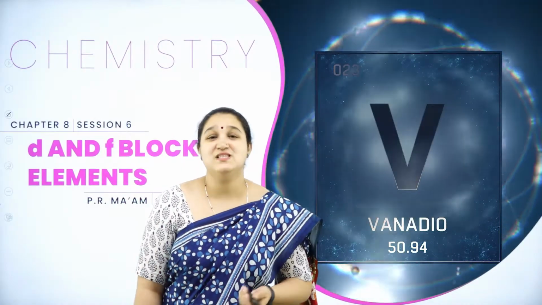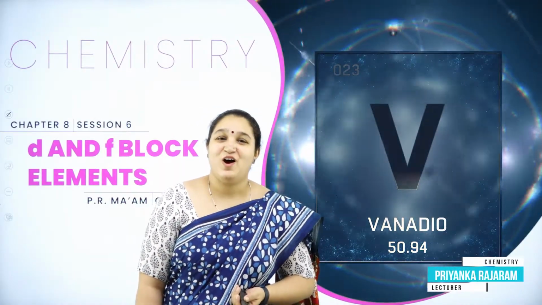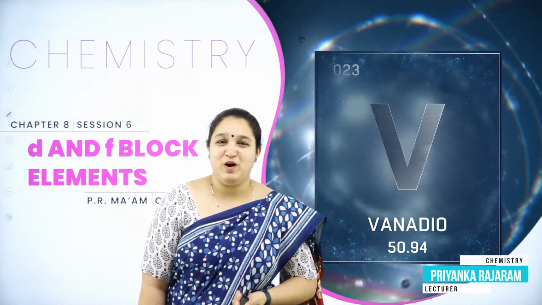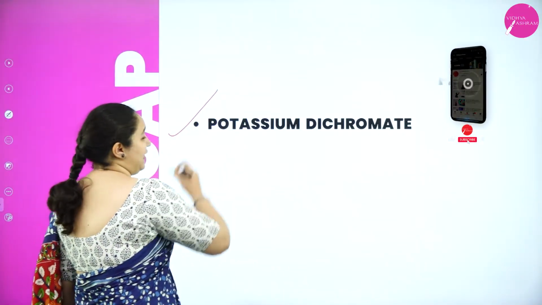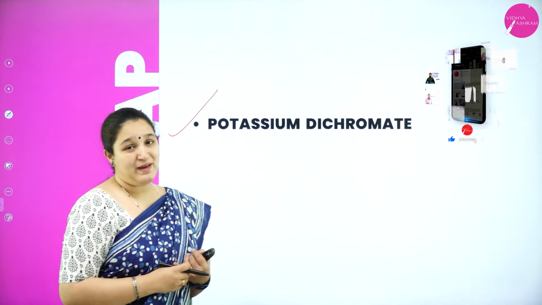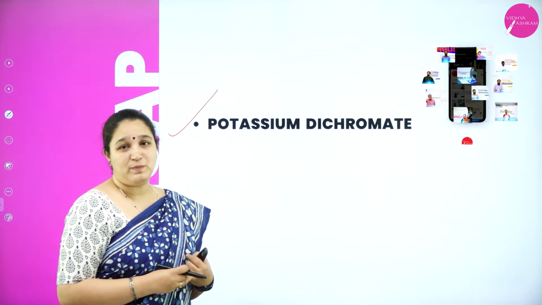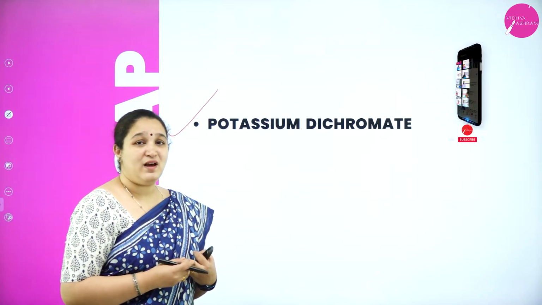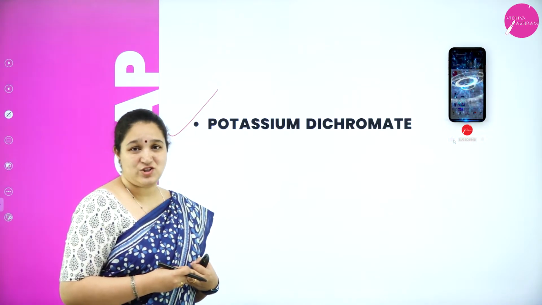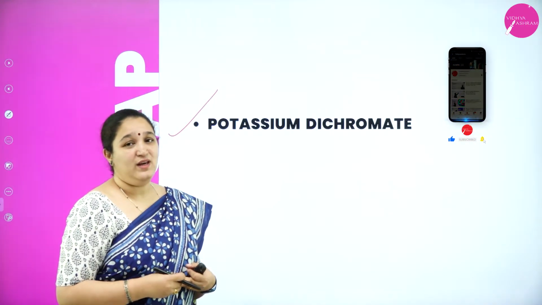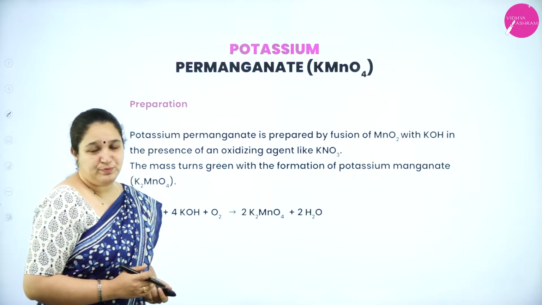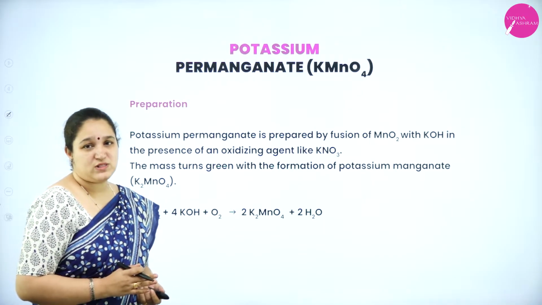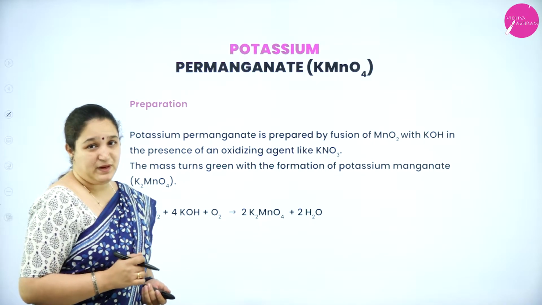Hello my dear students, welcome back to session 6 on the chapter D and F block elements. Last class we have studied about potassium dichromate. We learned how to prepare that, we learned all the chemical properties as well as why they are a very good oxidizing agent, isn't it? Today we shall learn about potassium permanganate. In potassium permanganate, first we are going to study about its preparation.